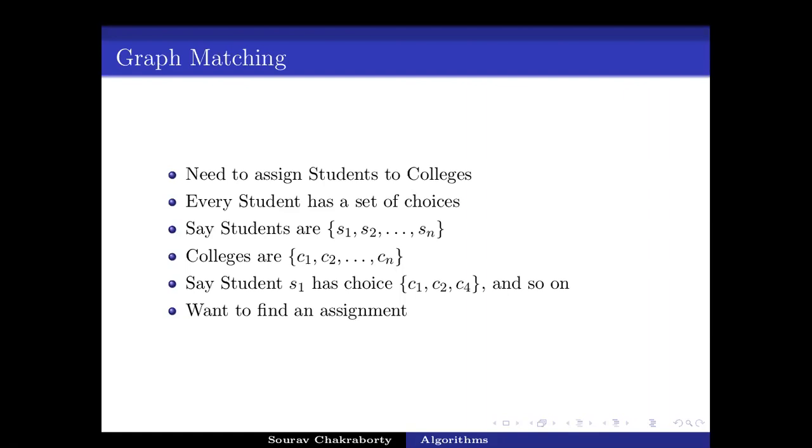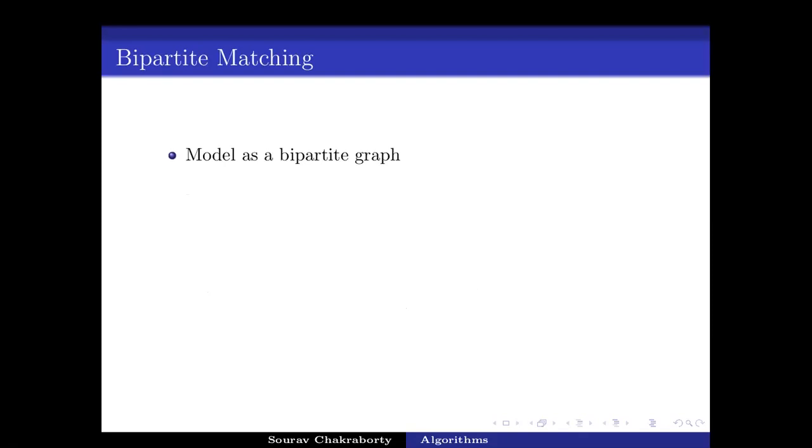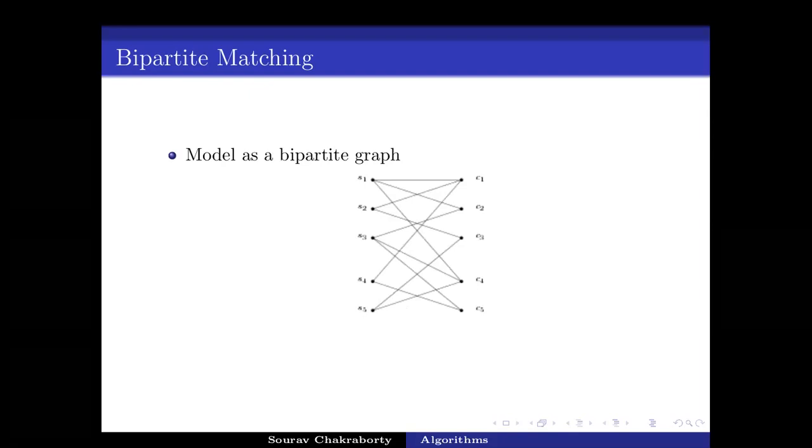So this is a pretty good example of a real life situation. And since this is a modeling class, obviously this can also be modeled using a graph. The idea is to model it as a bipartite graph. Say, for example, this is a possible graph. On the left, the vertices are the set of students, and on the right, the vertices are the set of colleges. And there is an edge between some Si and Cj if Cj appears in the choice list of Si.